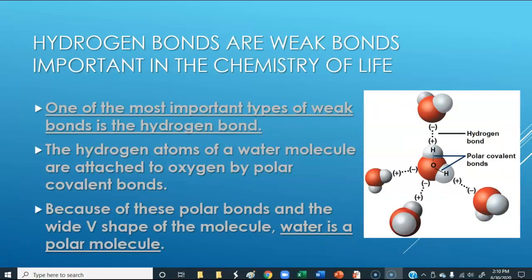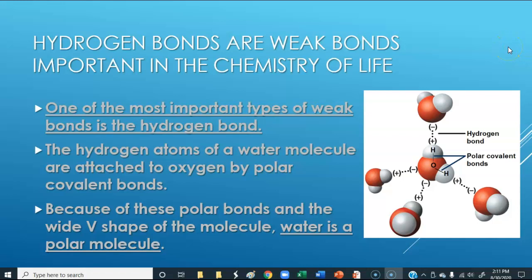Now, there's a certain kind of bond that we spend a lot of time talking about in biology, and that's called a hydrogen bond. A hydrogen bond is a weak bond. It's not a bond that holds a molecule together within itself. It's a bond that holds separate molecules together. It's very important. Like it says here, one of the most important types of weak bonds.